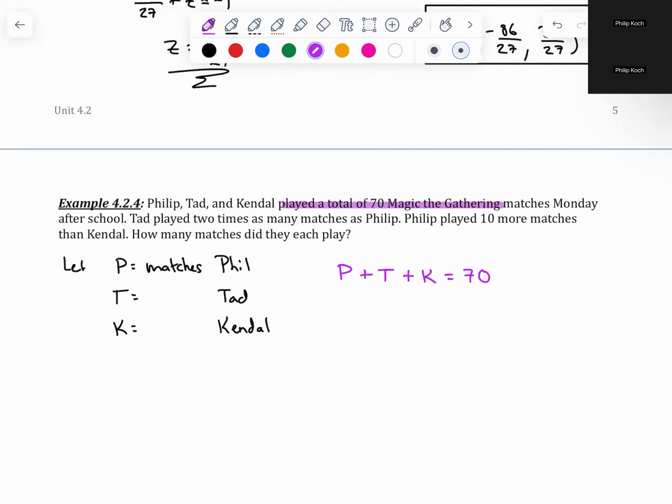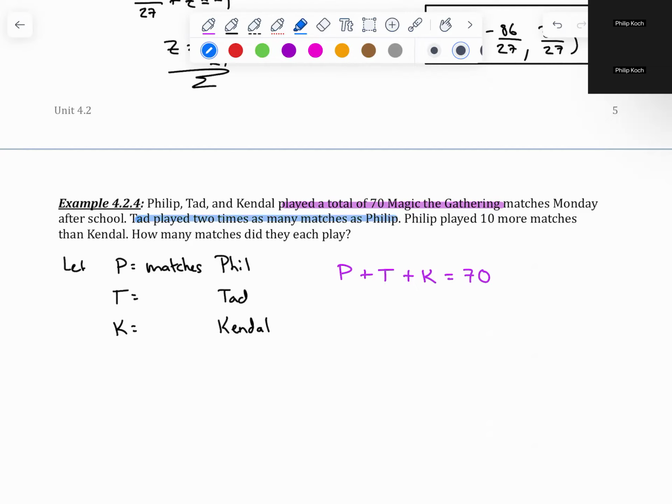Now, the next one always trips me up. Tad played 2 times as many matches as Phil. When I was a TA at OSU, we had this problem, essentially different verbiage, but it always ended up being blank played twice as many or 3 times as many as blank. And I had to grade this problem in the grading party. So I had to grade 300 versions of this, and that was my worst night as a TA because I always screwed this up in my head. This one always trips me up.